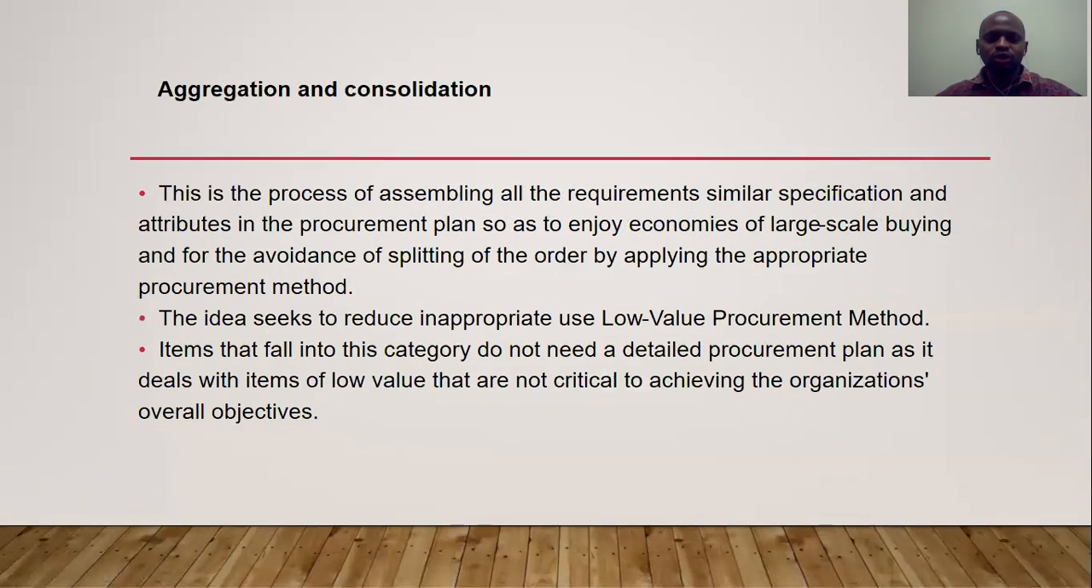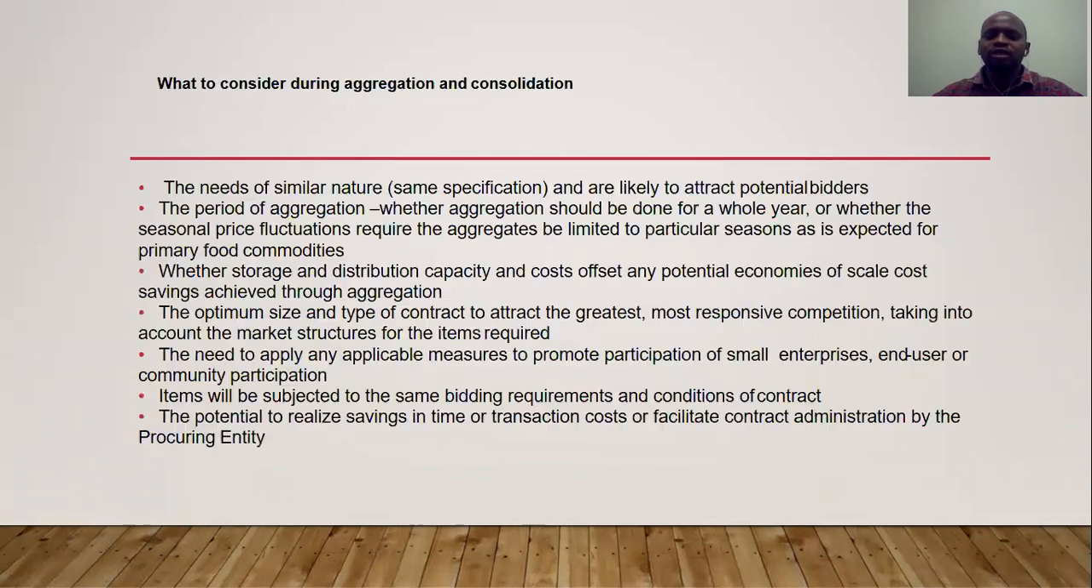So after understanding what a procurement plan is, the other thing that we must understand today is various issues that are related to procurement planning. The first one is aggregation and consolidation. And this is the process of assembling all the requirements of similar specification and attributes in the procurement plan so that the organization is able to enjoy economies of scale while buying. And it also helps to ensure that the organization is able to get what it takes in terms of the various needs that are needed in the organization. Basically, reduction of costs of procurement by getting discounts.